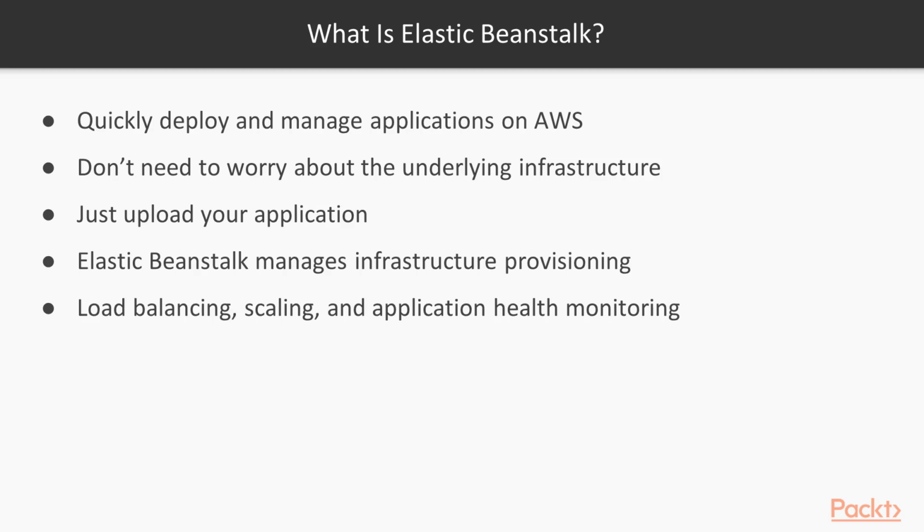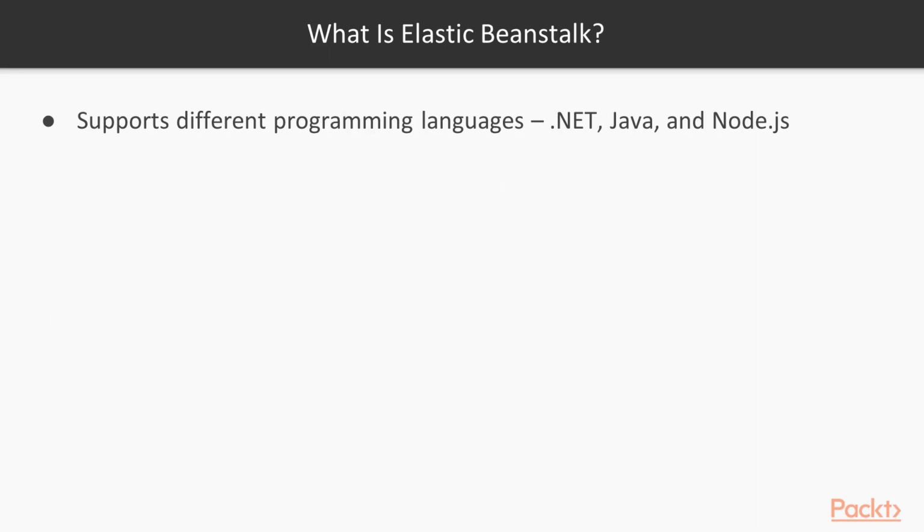environment and application. It has support for different programming languages. Some examples are .NET, Java, and Node.js. It also has support for different underlying platforms such as the Internet Information Services and Tomcat for Java.